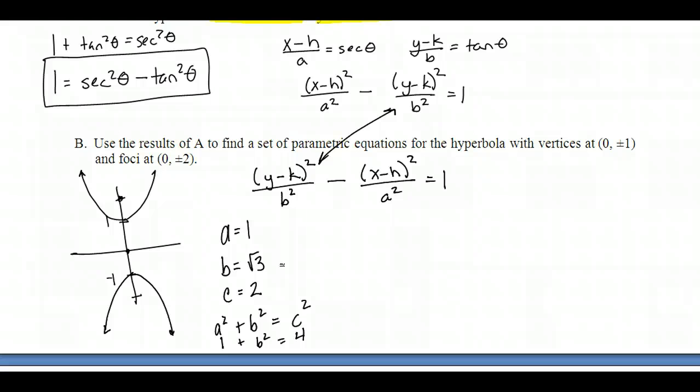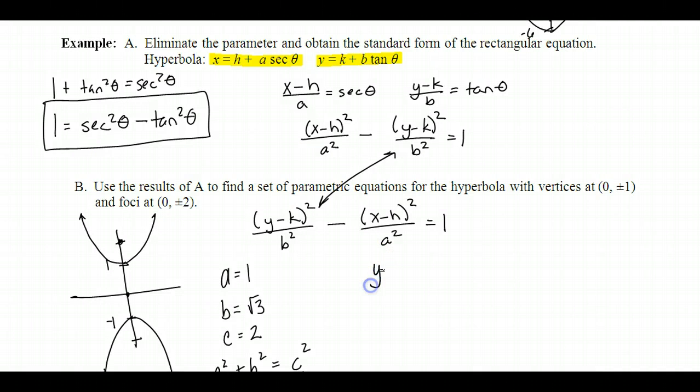When we graph this now, our center, it's really nice because that's at (0, 0), so we don't have to worry about our h, k. But then if we look back at the top up here, y is going to equal our b value, which is the square root of 3, tangent theta. And then x is equal to a, which is 1, secant theta.